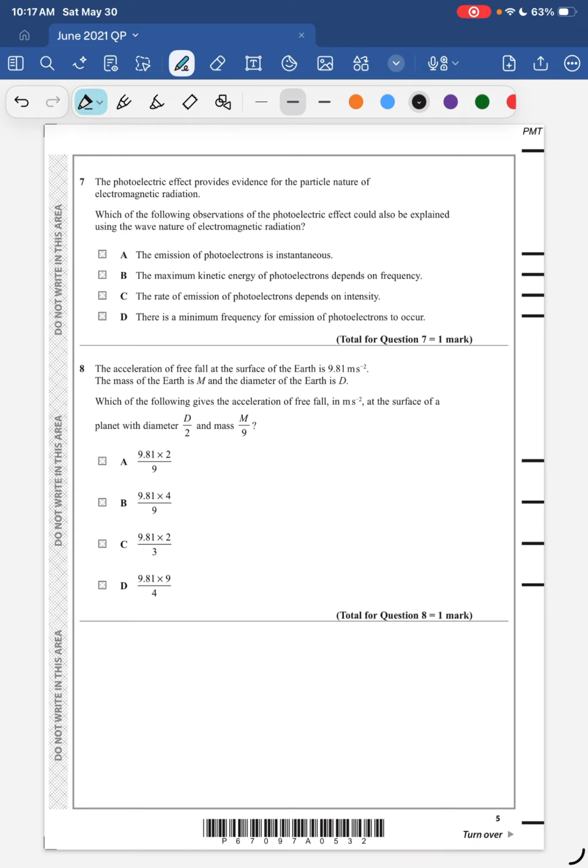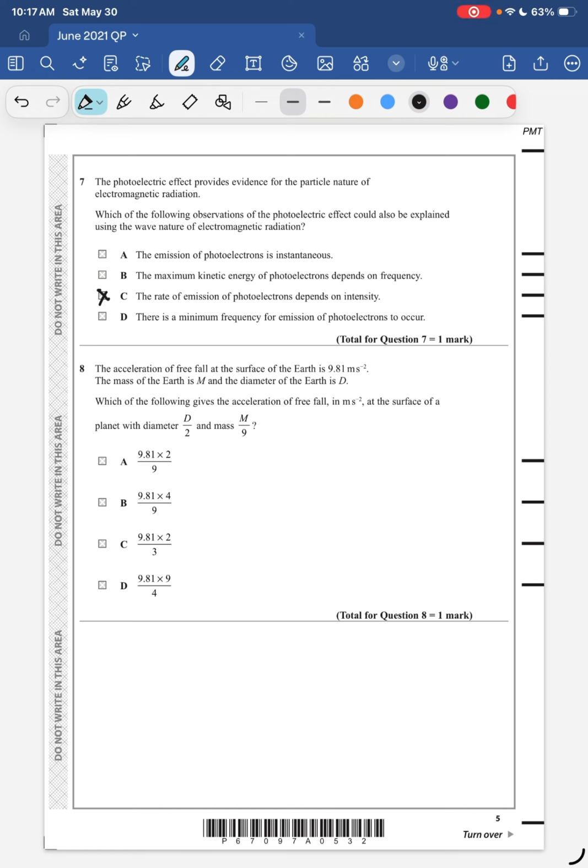Then C, the rate of emission of photoelectrons depends on intensity. Okay, that's the answer. Okay, and let's read D as well. There is a minimum frequency for emission of photoelectrons to occur. That's also only explained by the particle nature. So C. Okay.